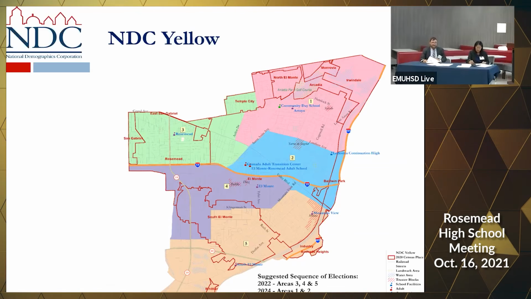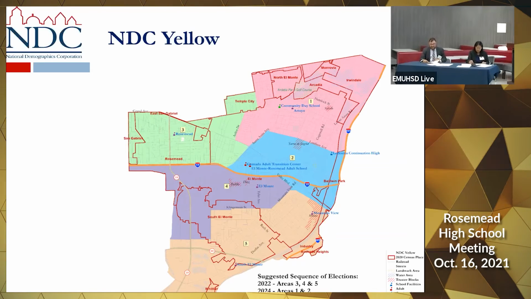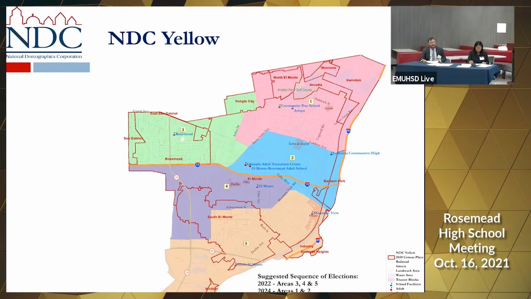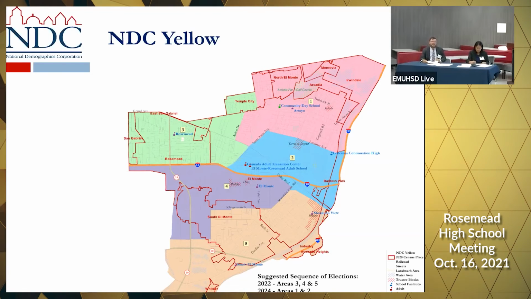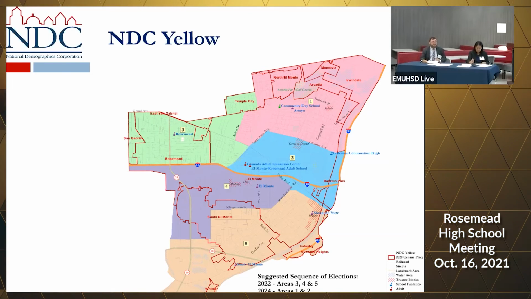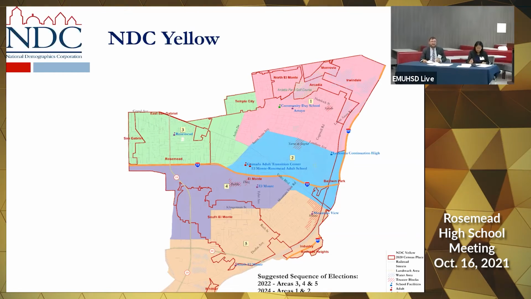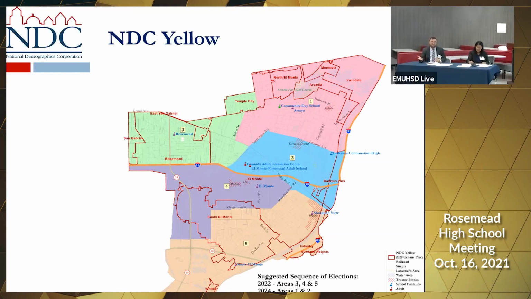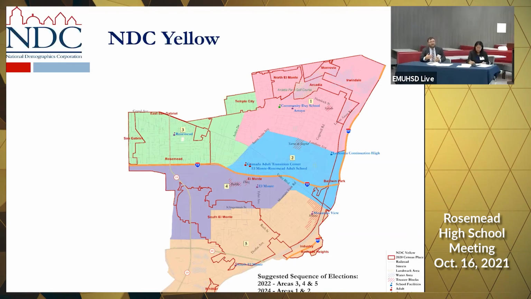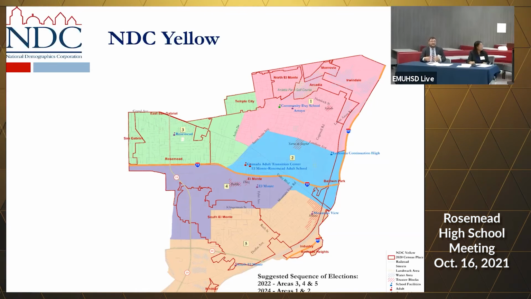This map also creates 3 majority Latino trustee areas. That's areas 2, 4, and 5, and 1 majority Asian American area in area 3. And just like area 1 in the green map, that's a bit of a mix. It's more Asians than any other group, but it's a mix of people of both Asian and Latino ancestry.